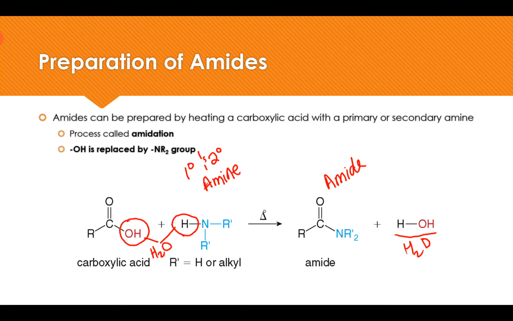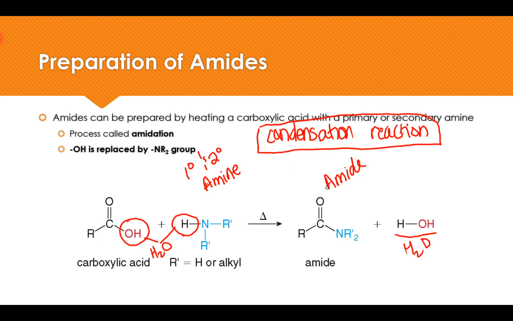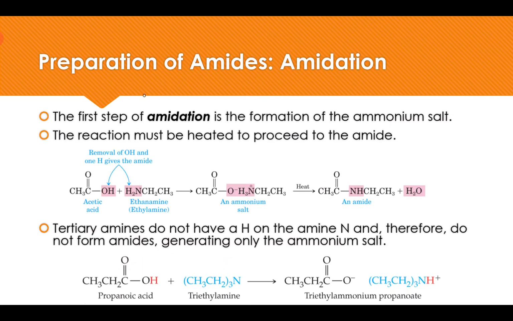This process does require heat. Your book will call this amidation, much like they said esterification, but this is a type of condensation reaction. I'm just going to write condensation reaction. Amidation and esterification are subtypes of condensation reactions. Condensation reactions are when you have two organic molecules come together to become one, and a small molecule like water is lost in the process. And so here we show that example happening.